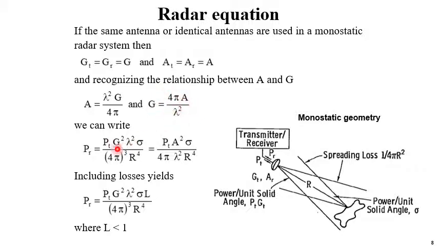So we can rewrite the expression: PR equals PT G square lambda square sigma divided by 4 pi whole cube R to the power 4, or in terms of effective area we can write it as PT A square sigma divided by 4 pi lambda square R to the power 4.